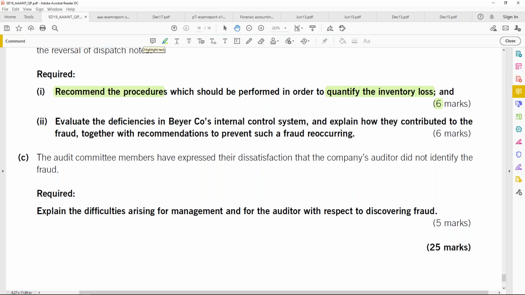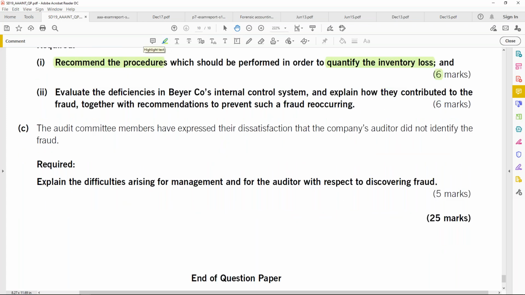I'll just be sharing the marking schemes, right? Just wait for that. The next point, evaluate the deficiencies in the internal control system. Is that not an F8 question which came for the first time in September, December 19 exams? Is that not a straightforward question at a AAA level?